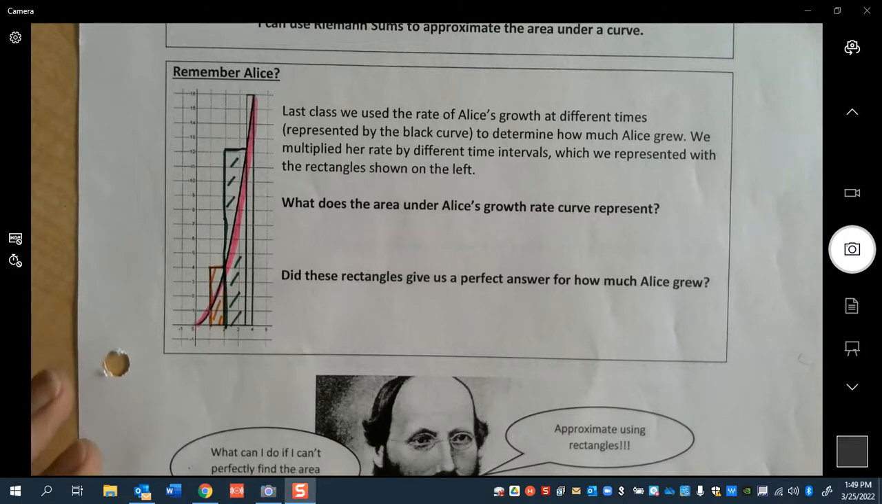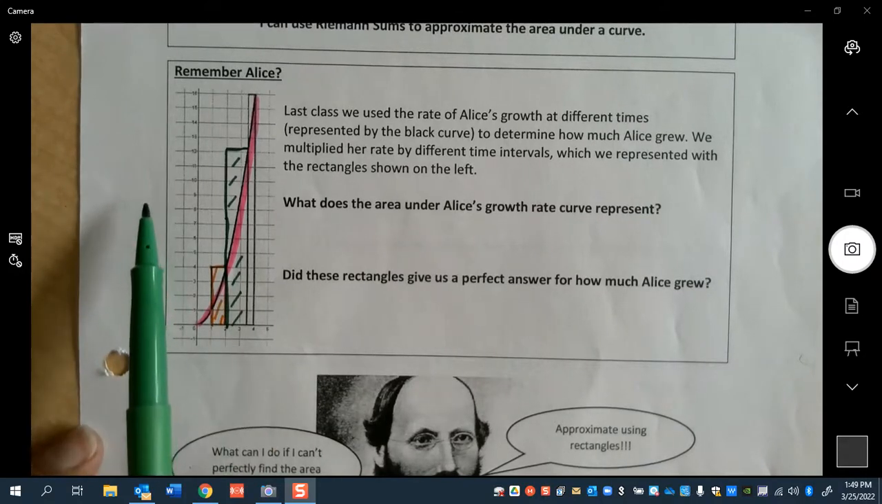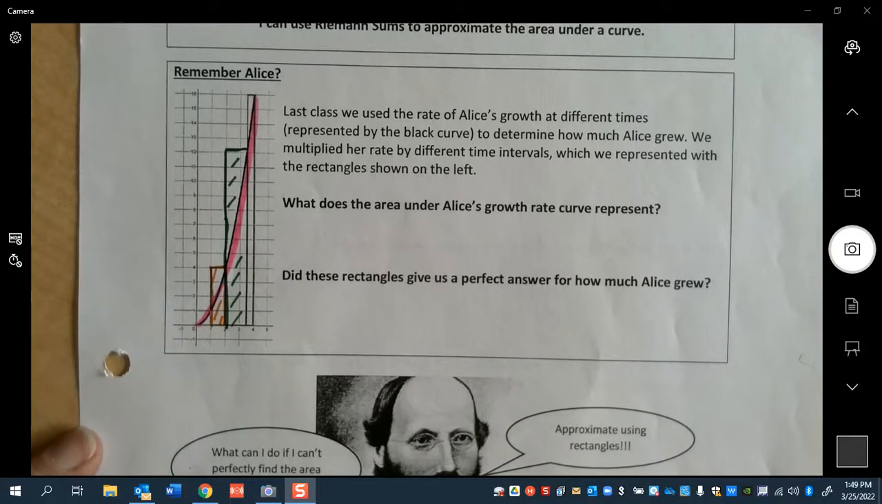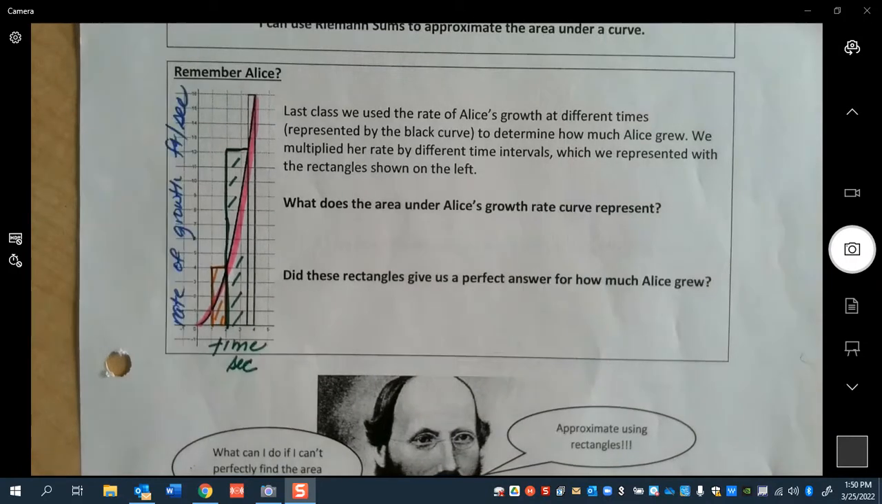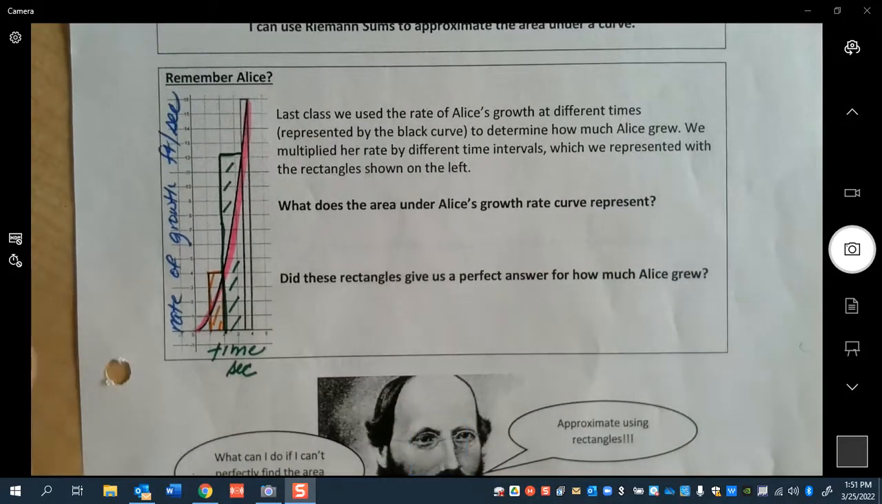So do me a favor, with your group mates, talk about what our x and our y-axis represents, and talk about these questions. Go ahead. So my x-axis is my time in seconds, and my y-axis is her rate of growth. She's not growing at all. She's growing a little bit. She's growing more. So her rate of growth is increasing. The area under that curve, what does it represent?